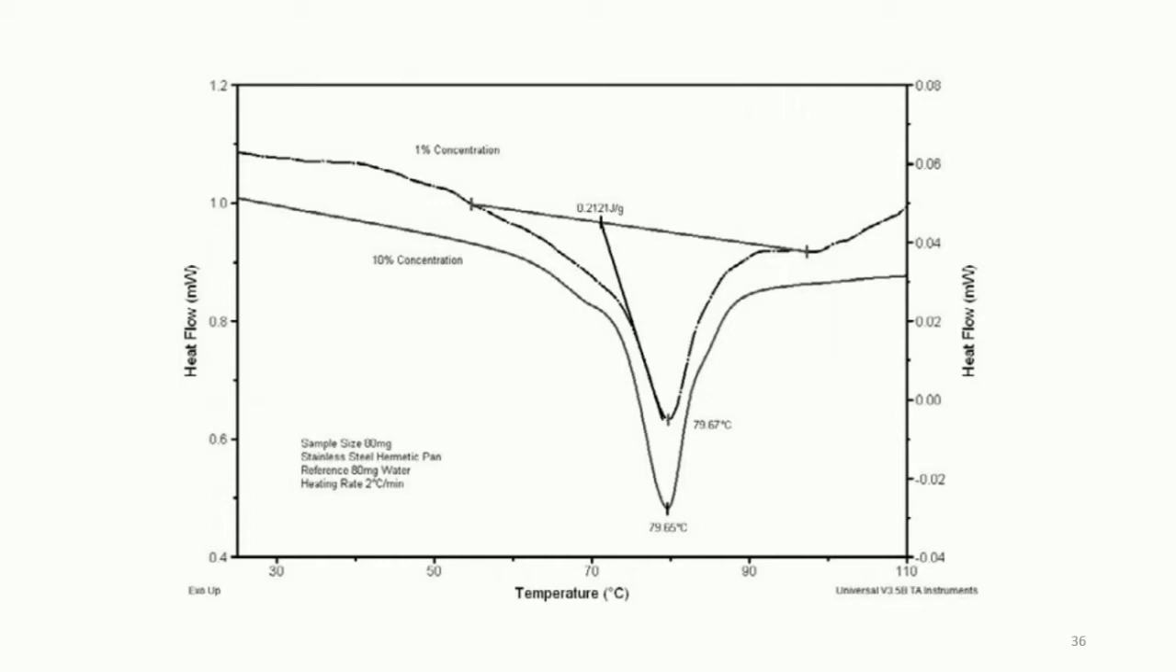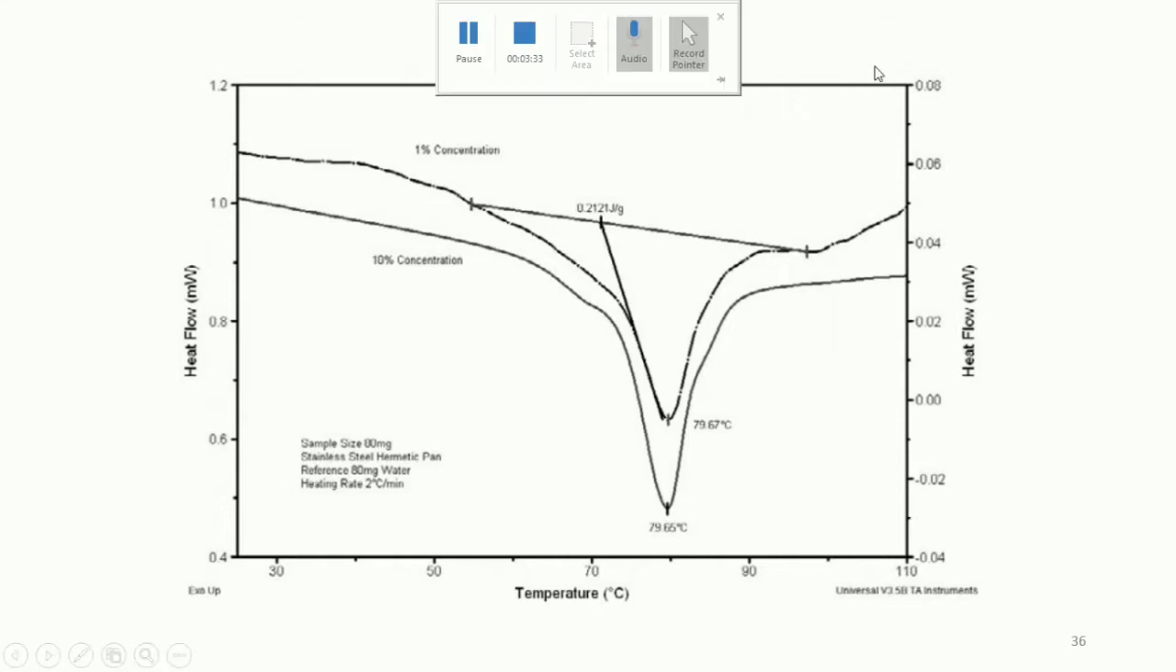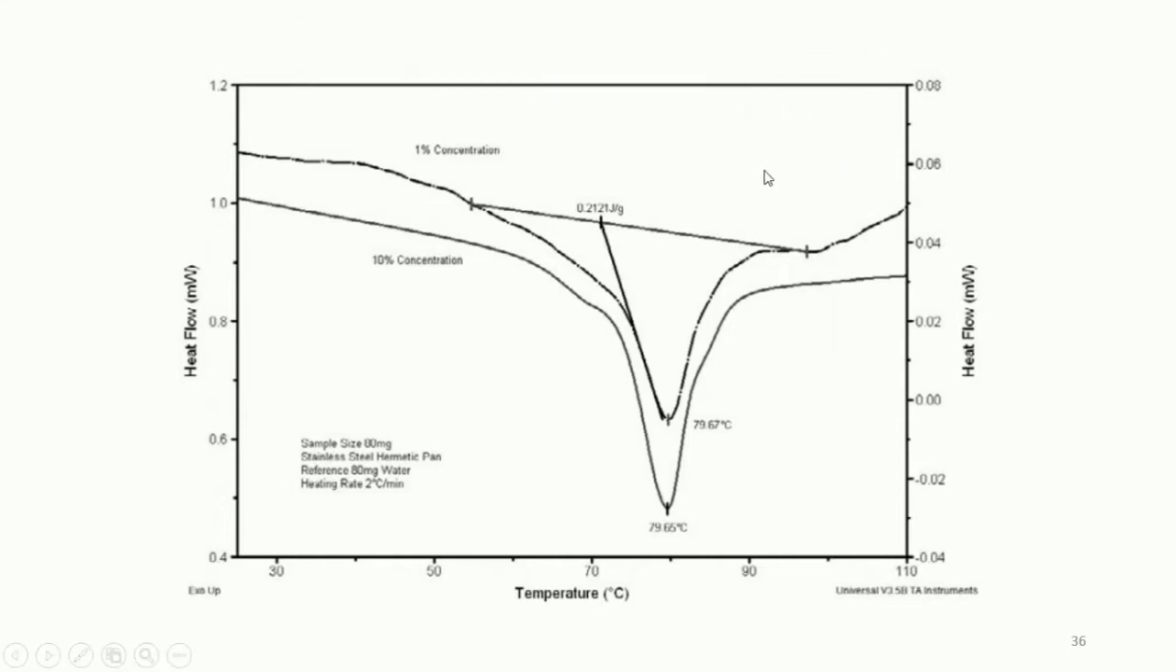Differential scanning calorimetric data for the denaturation of albumin from chicken eggs is shown in this diagram, which is actually the comparison of 1 and 10% concentrations. So this is the differential scanning calorimetric figure, and it is for the albumin which is extracted from chicken eggs, and it is the comparison of 1 and 10% concentration.